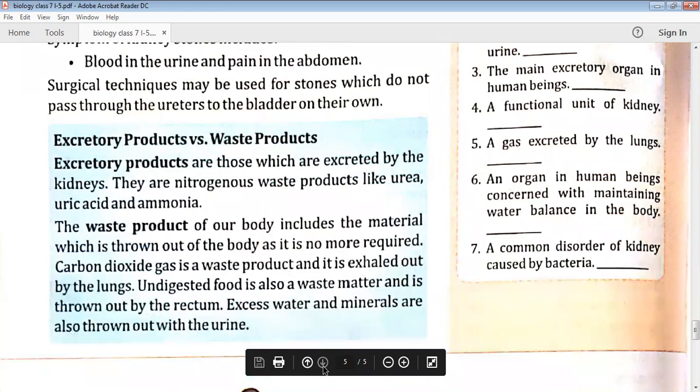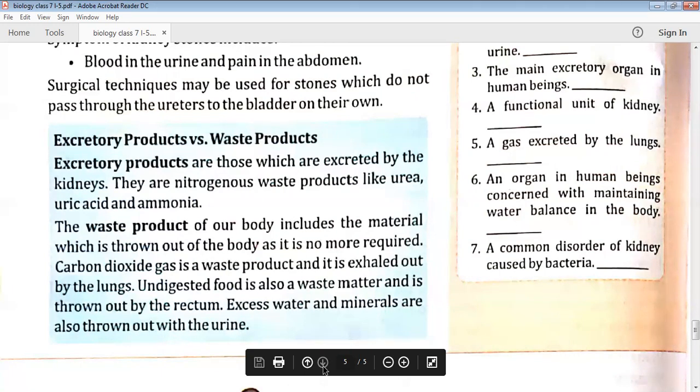Then excretory product versus waste product. So this difference you should see. Excretory products are excreted by the kidney. They are urea, uric acid, and ammonia. Whereas waste product can be from any part of the body. It can be carbon dioxide, which is coming out through the lungs. It can be undigested food in the form of feces, which is given out from the rectum, and finally through the anus. Excess of water, which comes out of the body through sweat. Excess of salt, which comes out of the body through sweat, or excess of salts and minerals, which comes out of the body through urine.